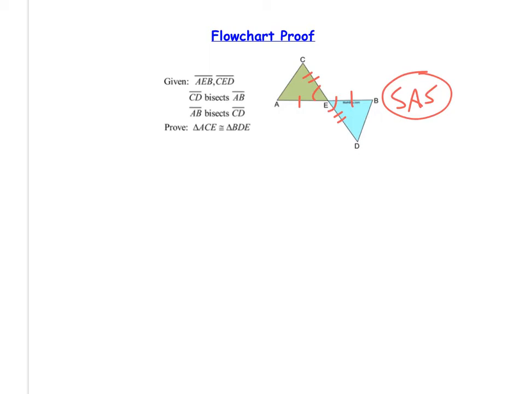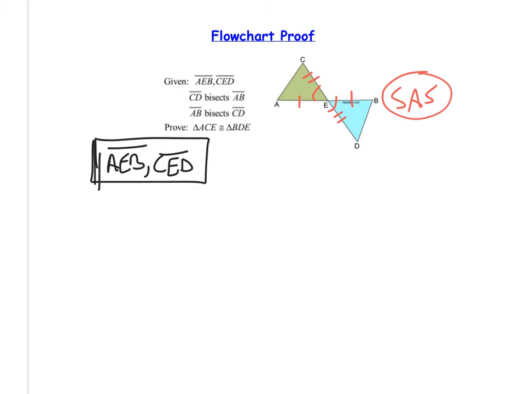Again, we always start with our given information. So we're going to separate our given information into two boxes here. The first box is the lines. We're going to have AEB and CED. And we're going to put that in a box. And underneath that box, we're going to provide the reason for why it's true, because it's given.